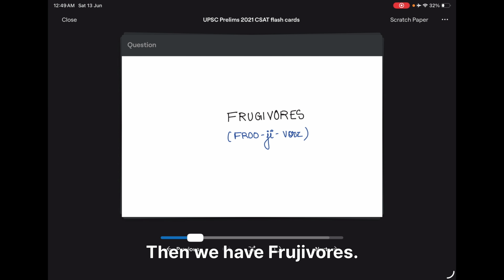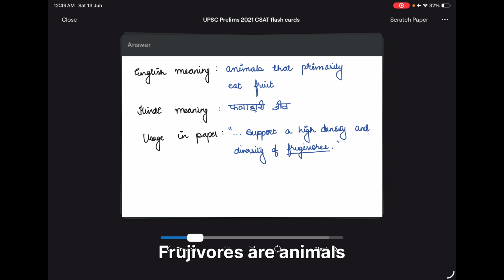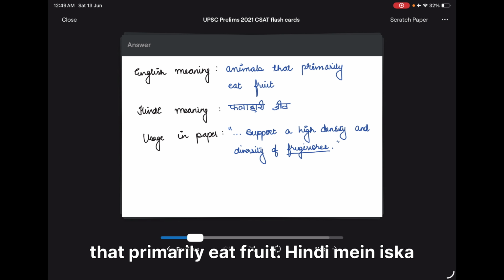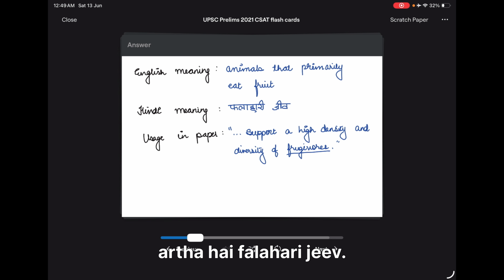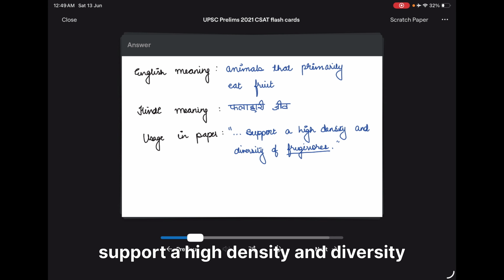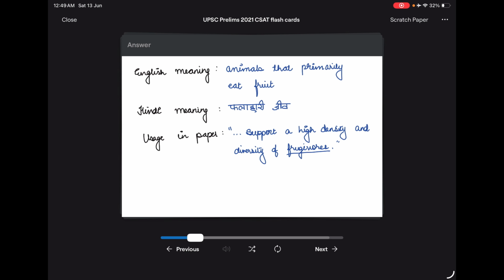Then we have frugivores. Frugivores are animals that primarily eat fruit. हिंदी में इसका अर्थ है फलाहारी जीव. In the paper it was used as support a high density and diversity of frugivores.